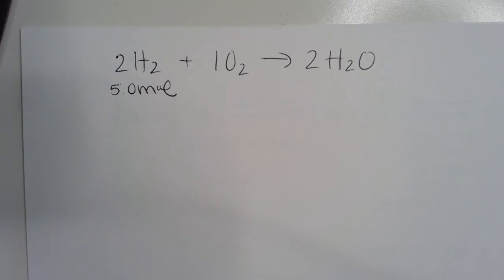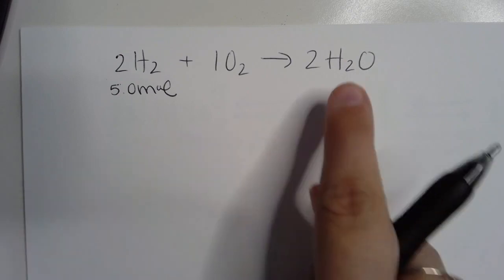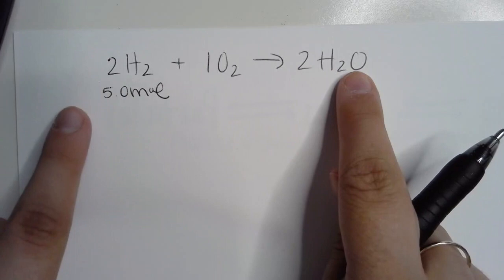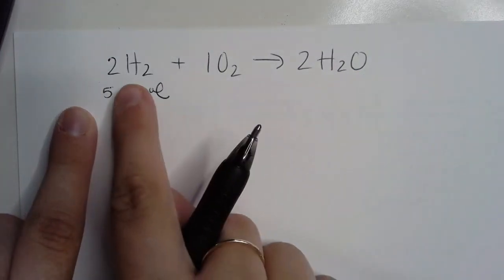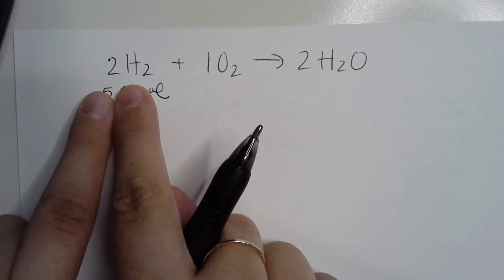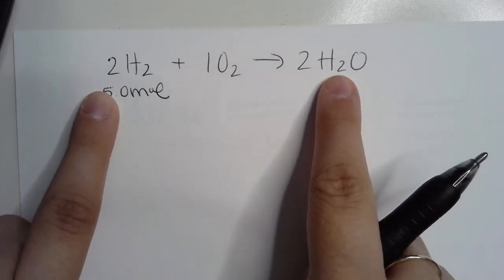How many moles of water can I produce from 5 moles of hydrogen? Now, you can do math for this. There's nothing wrong with that. However, let's just look at the coefficients of the hydrogen versus the water. According to this, now let's break it down even more. 2 molecules of hydrogen will produce 2 water molecules.